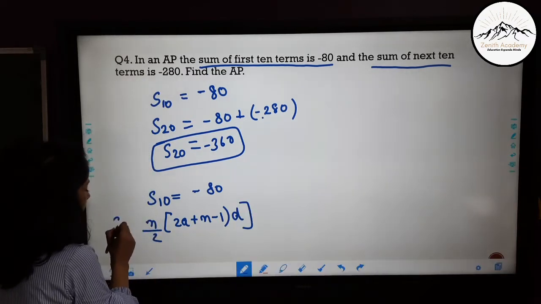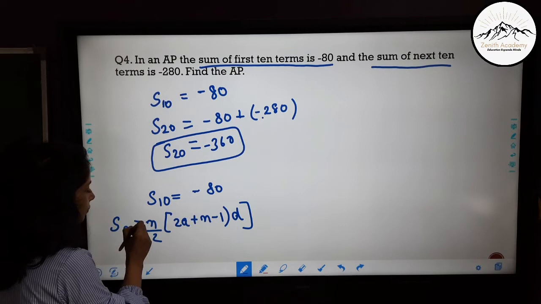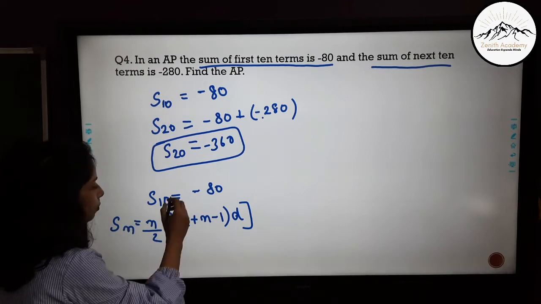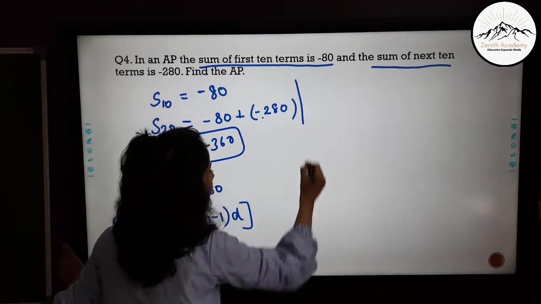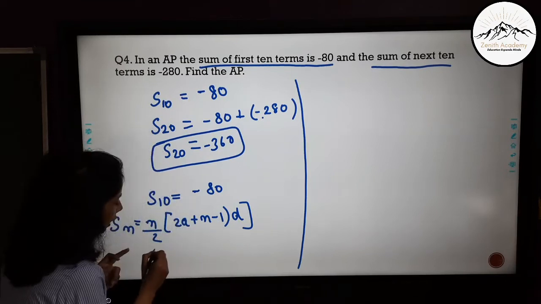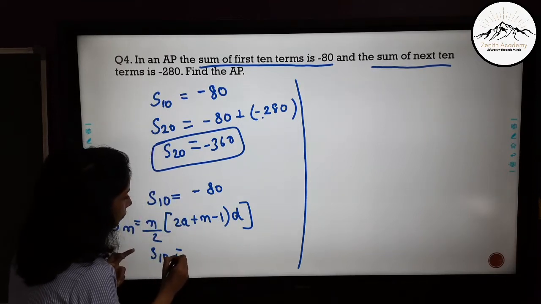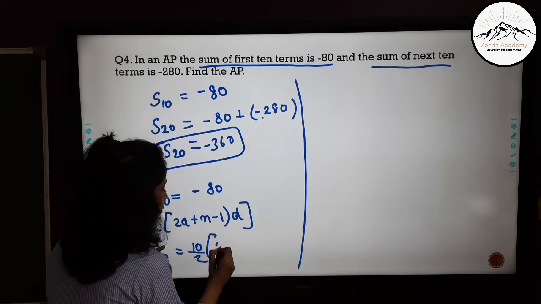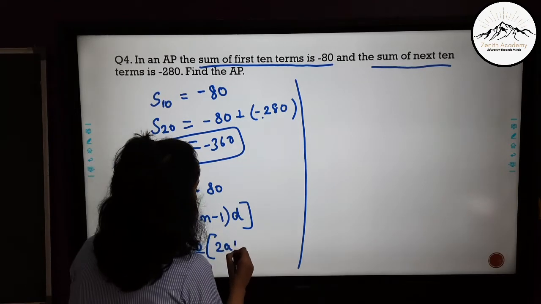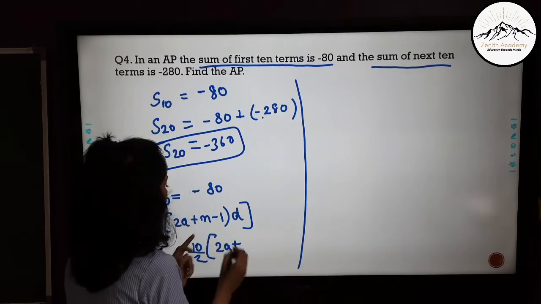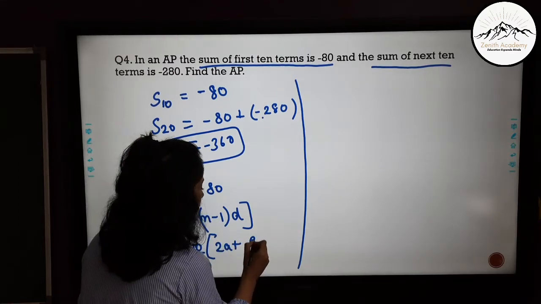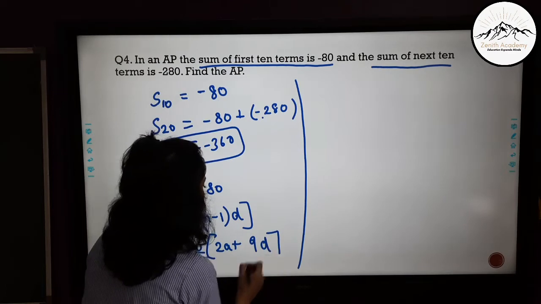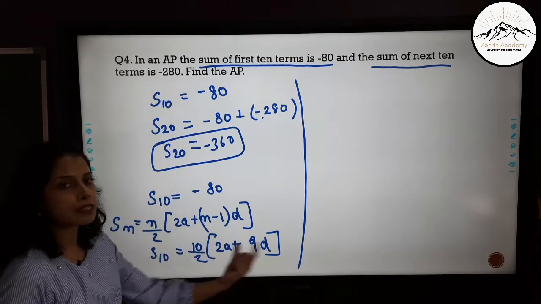This is our formula for sum. Now putting this value, sum of 10th term will be 10 by 2, 2a, a we don't know, 10 minus 1 will give us 9. This will be 10 by 2, 2a plus 9d.